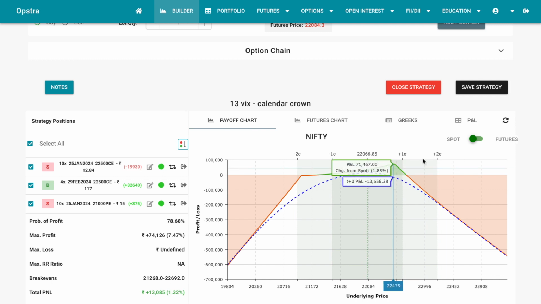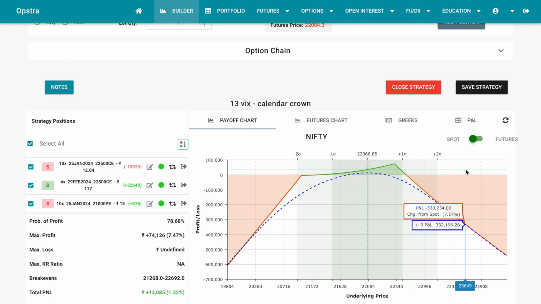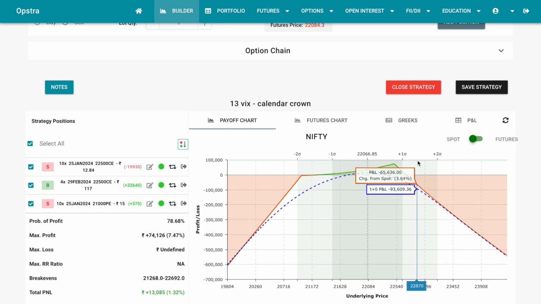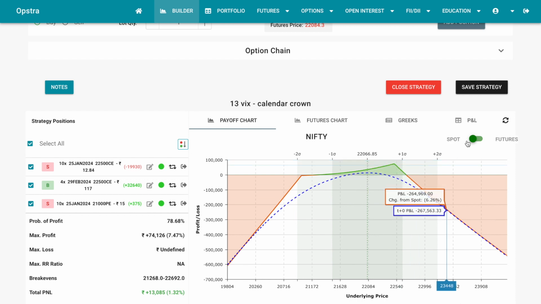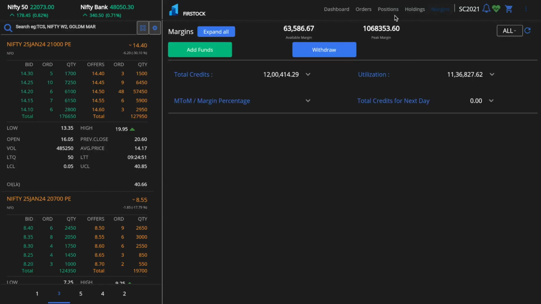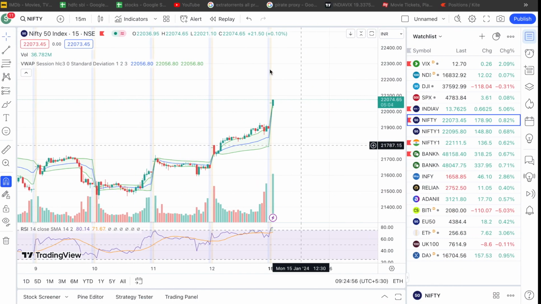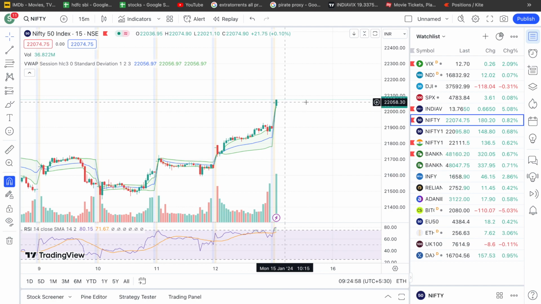So this is how our strategy is looking at the present moment. We have a very little loss at the lower end, and we'll get a decent profit if our market closes at 22,500. But after that, we will get a very sharp decline after 22,500. Now, before adjusting further, let's just look at the market.